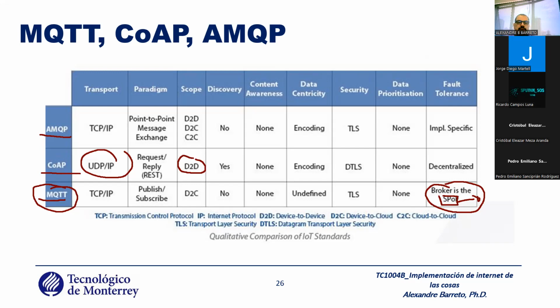It means single point of failure. Okay, SPOF. And it means that if the broker fails, you lose the MQTT network. Okay, and in AMQP you don't have this problem because you implement queues and you can clusterize the brokers. You know what is clusterize? What does this term mean? Yes, now I understand what it means. Okay.